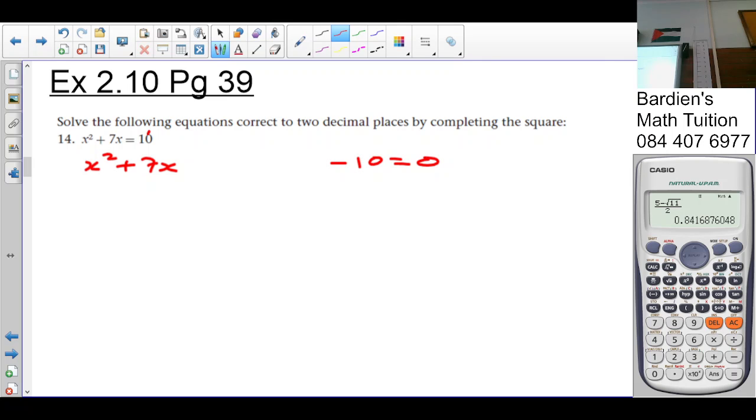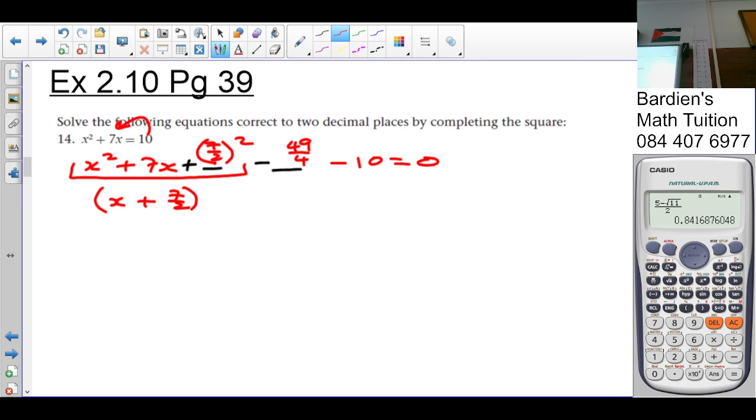Not so. We took that over the equal sign. So we need the number to complete the square with minus that same number. What is the number in this case? 7 over 2, and it must be squared. 7 over 2 squared is 49 over 4. Perfect square trinomial. So that is going to give us x plus 7 over 2 squared minus 40 is 89 over 4.